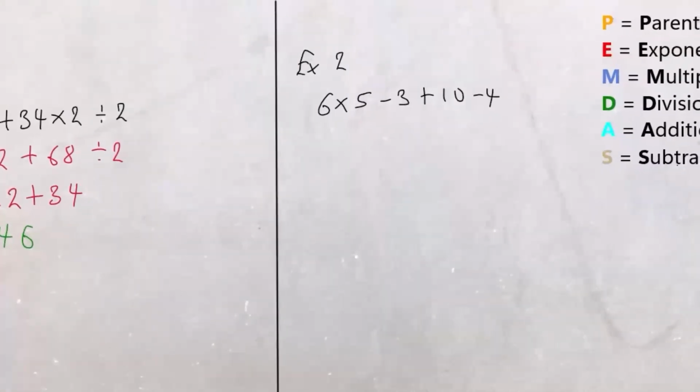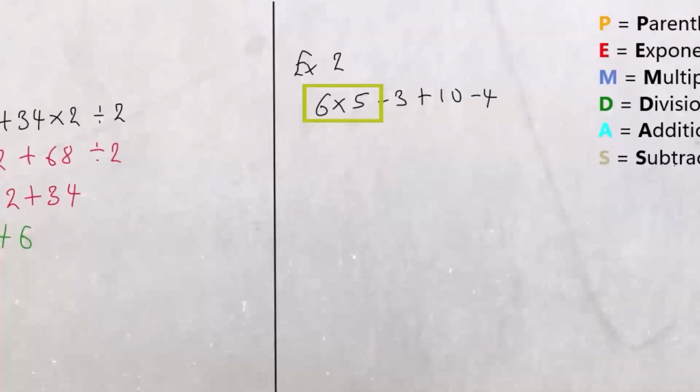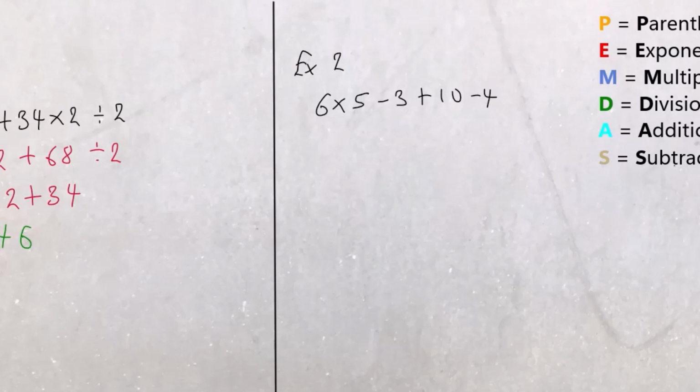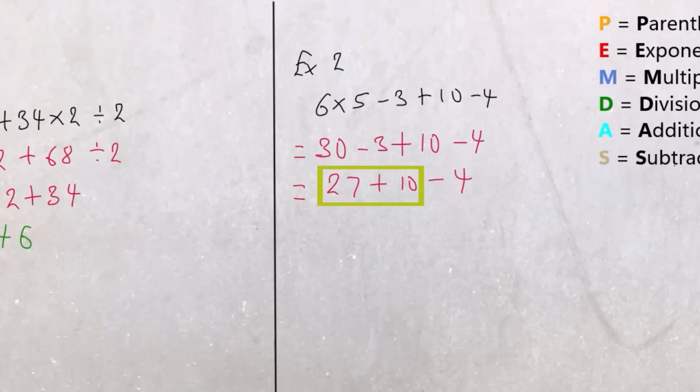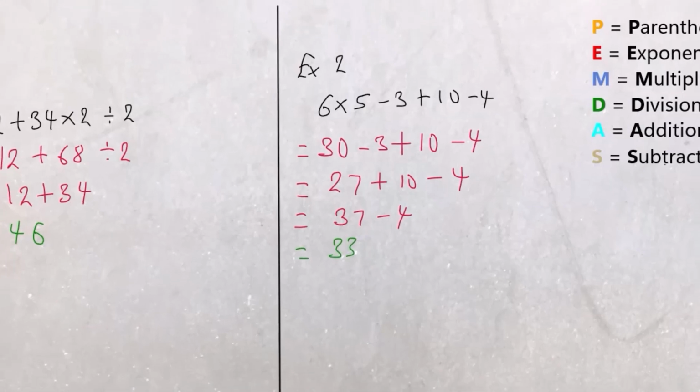Let's look at this example. Multiplication comes first, so we are going to multiply. 6 times 5 will give us 30. Bring down the minus 3, the plus 10, and the minus 4. Looking at it, there is no multiplication or division again. So we are starting from the left since it's just addition and subtraction. 30 minus 3 will give us 27. Bring down the plus 10, bring down the minus 4. 27 plus 10 will give us 37. Bring down the minus 4. 37 minus 4 will give us 33. And that's our final answer.